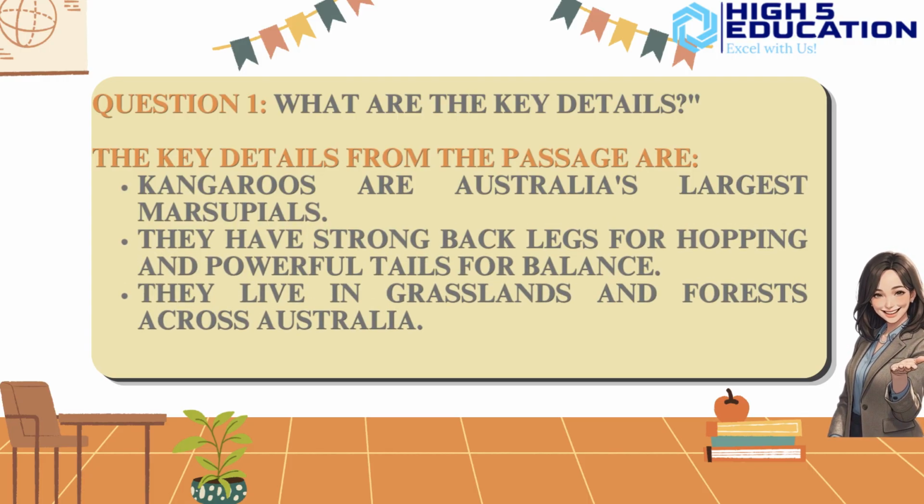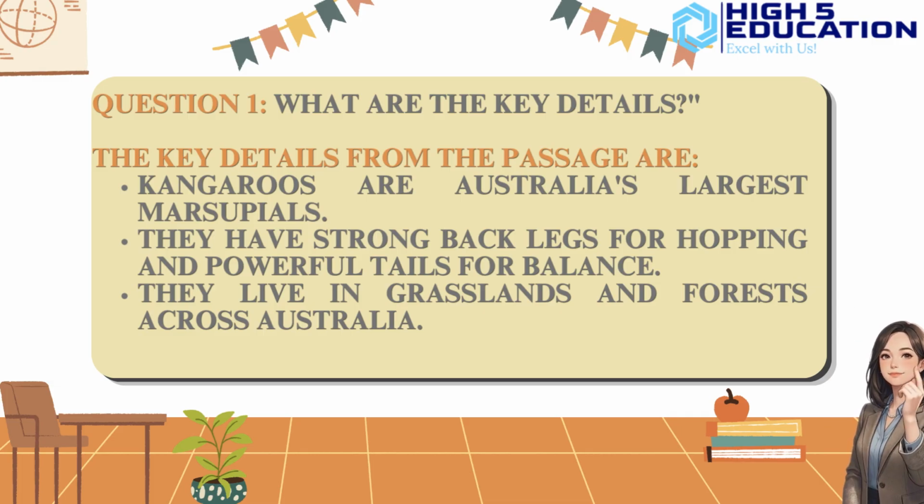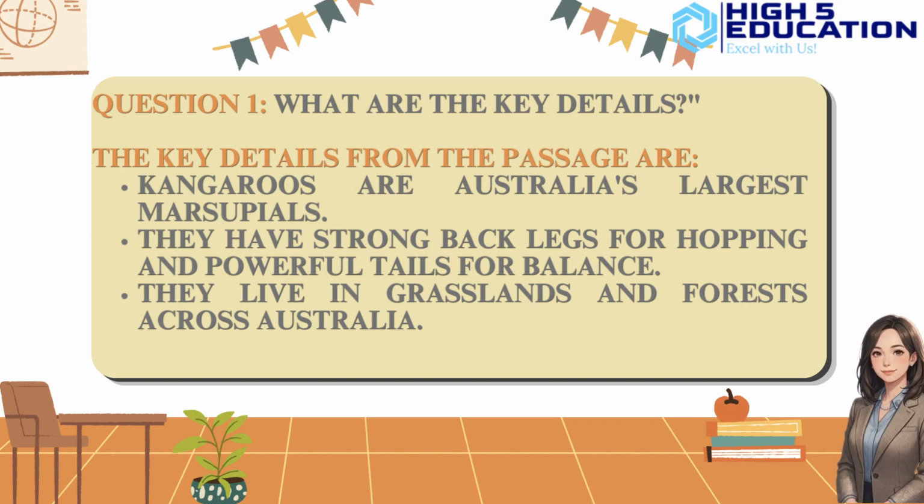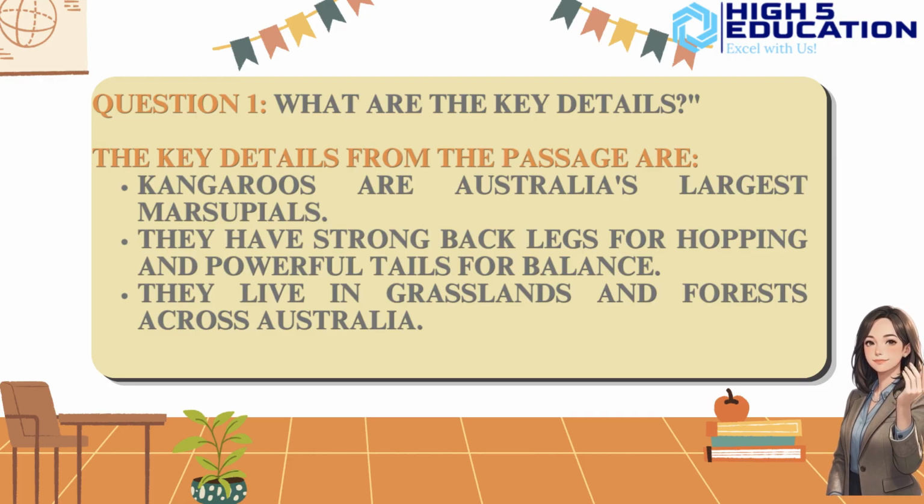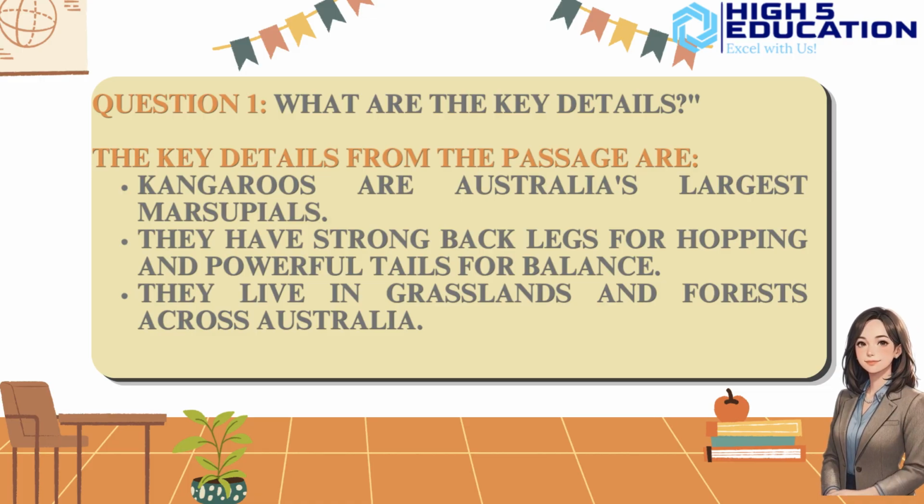Question 1. What are the key details? Remember, key details are the important facts that give us more information about the topic. The key details from the passage are: kangaroos are Australia's largest marsupials. They have strong back legs for hopping and powerful tails for balance. They live in grasslands and forests across Australia. These details help us understand more about kangaroos and their special features.